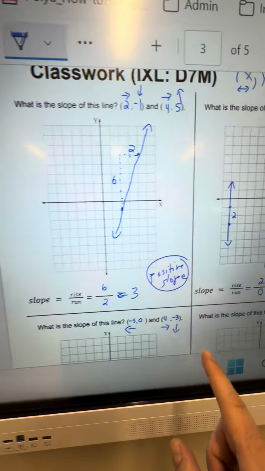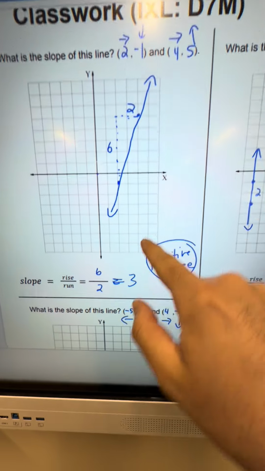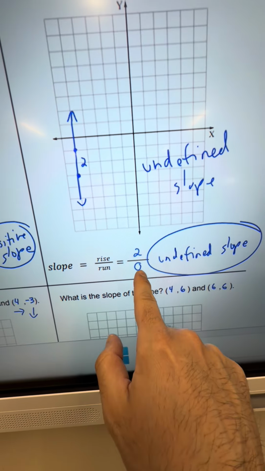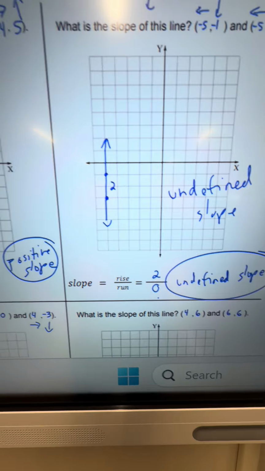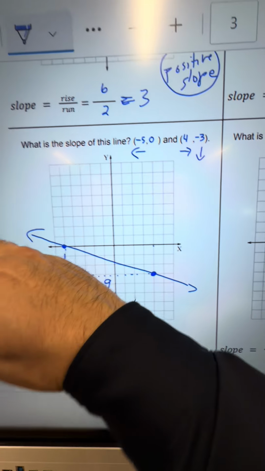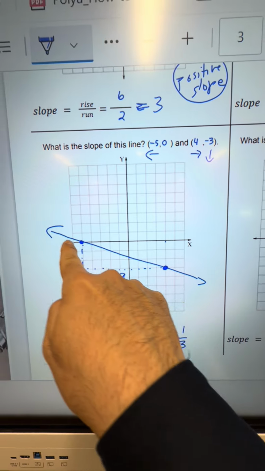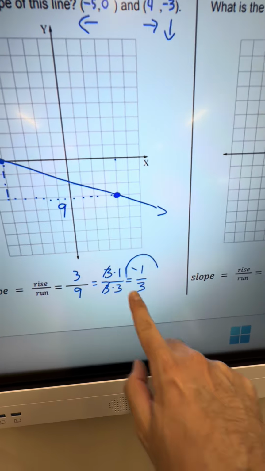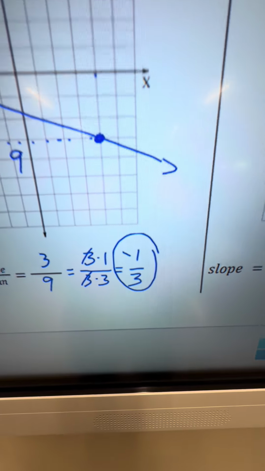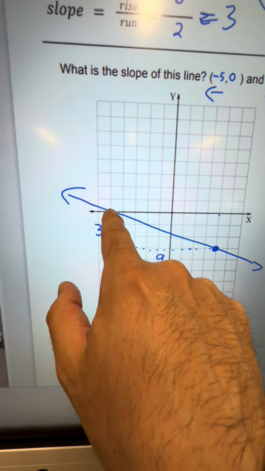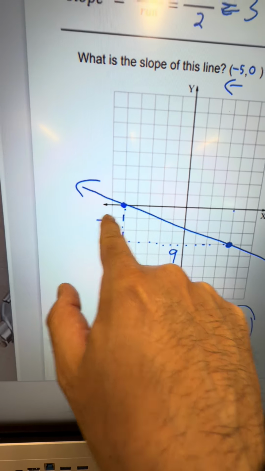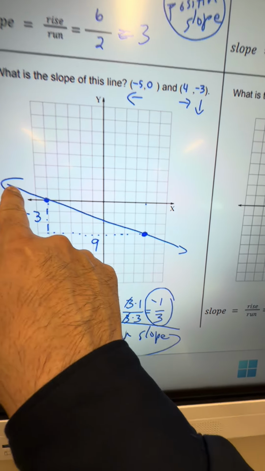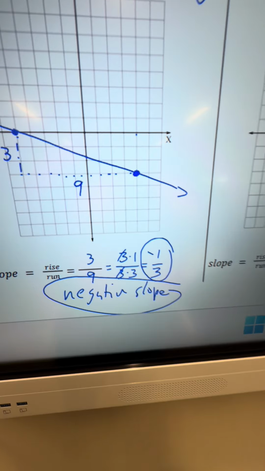Now remember, previously I mentioned that a positive slope means you're going to have a positive answer. Undefined slope is going to be undefined when you're dividing by 0. And in this case, this is a negative slope. It's going down. Negative slope. So my answer should be negative. So negative slope, negative answer. Another way to tell is you can see the rise, we have to go down 3. So down 3 and right 9. So you could write down the classification of this slope as negative slope.